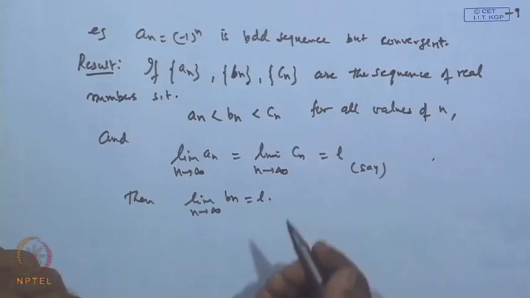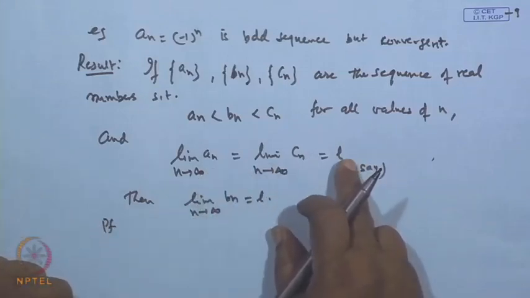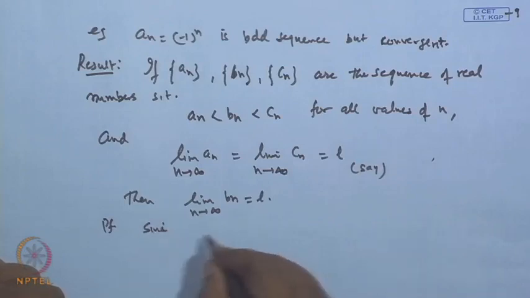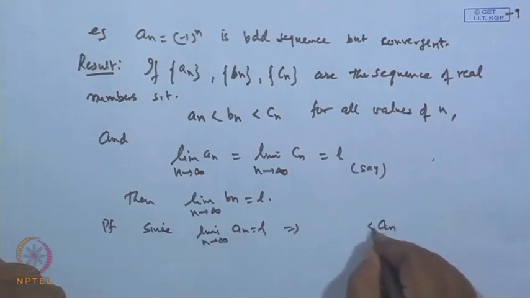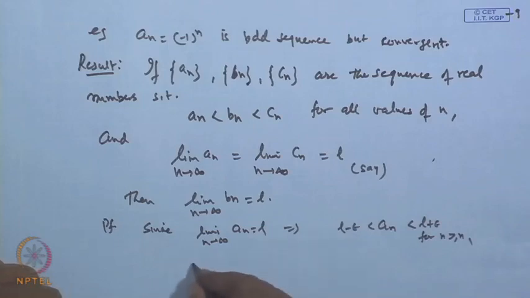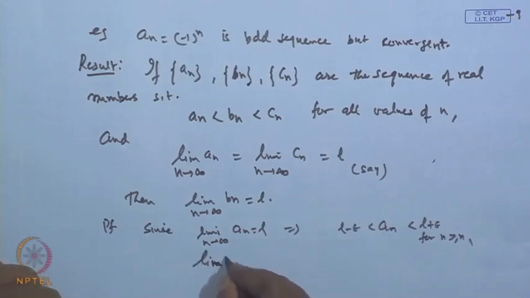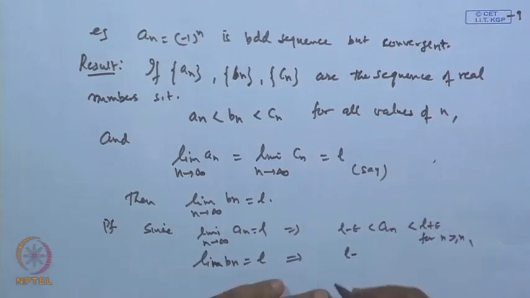The proof is very simple. Since the limit of A n is L, it implies that A n must lie between L minus epsilon and L plus epsilon for n greater than or equal to n 1. Similarly, the limit of C n is L, so this implies that C n lies between L minus epsilon and L plus epsilon; we can choose the same epsilon or a different one.